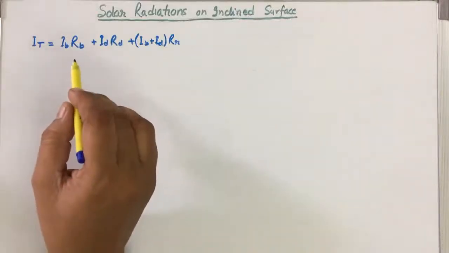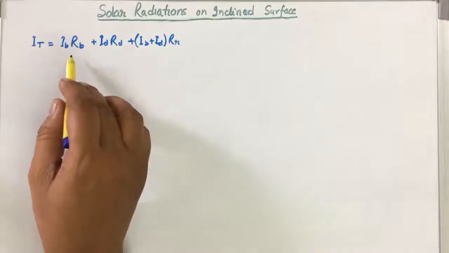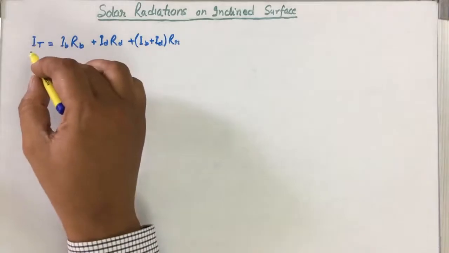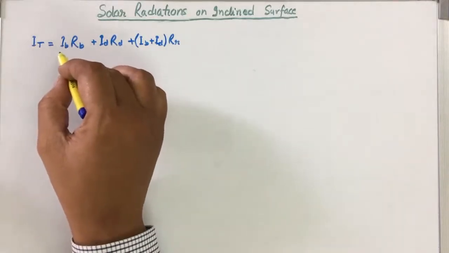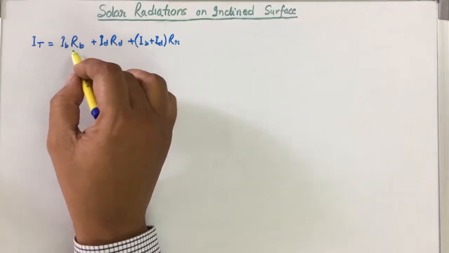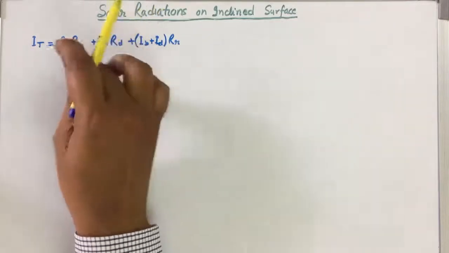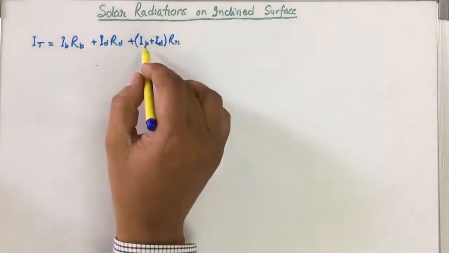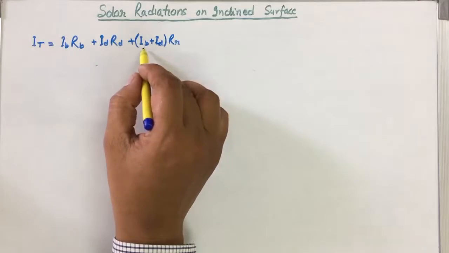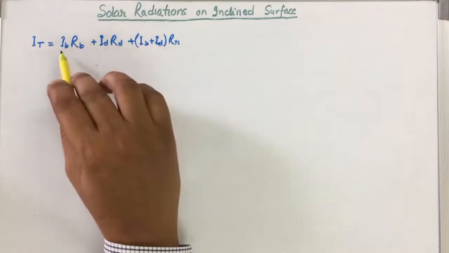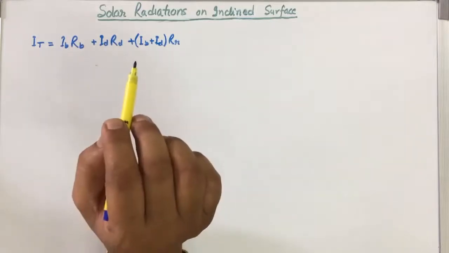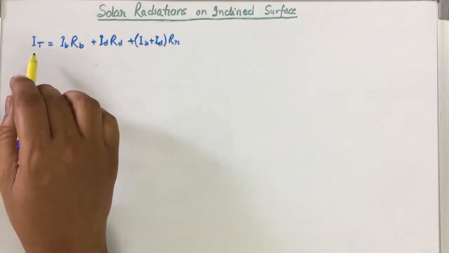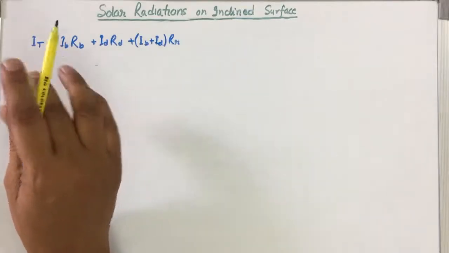The total radiation on a surface of any orientation may be evaluated by this formula, where this is the total radiation, and this is due to the beam radiation, diffused radiation and reflected radiations. And reflected radiations are the sum of part of the radiations from direct and diffused. So including all, it will give you the total radiations at any orientation on a surface.